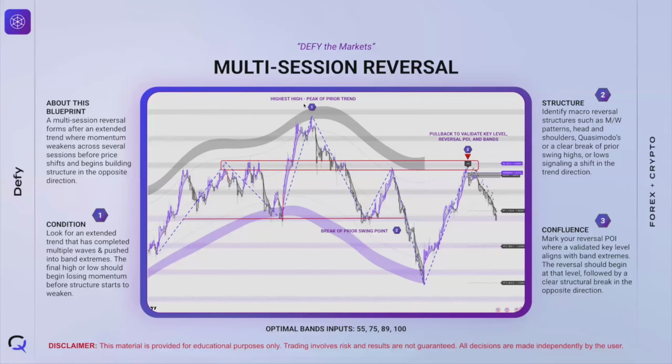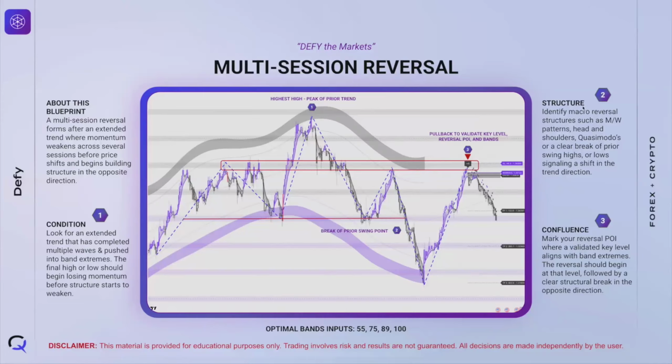So the condition of the market is that we want to be able to look for extended trends that have completed multiple waves, meaning we've seen multiple market pushes to the upside or potentially the downside. And we want to identify that final high or low right when the market started to lose momentum. Now from here, once we've identified that higher high and we start to see the market starting to break down, we now want to start to focus on the structure.